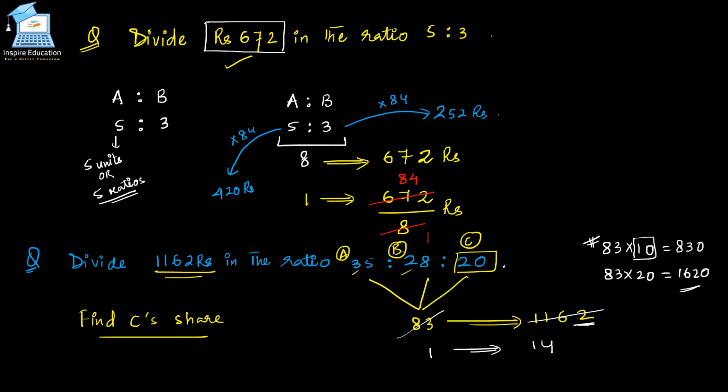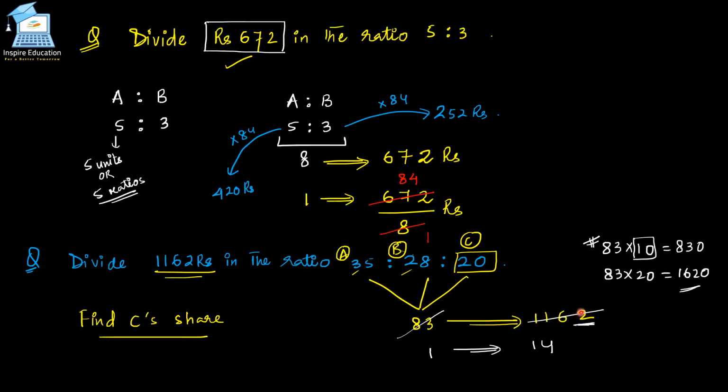I'm explaining it once again. Please listen to me very carefully. Whosoever missed this particular concept, please listen carefully. 83, 1162. I know 83 will cut this number fully, because in your kind of exams, options will not be in very tough fractions. Options will always be in natural numbers. So I know 83 will divide this number, but how many times? The question is how many times.